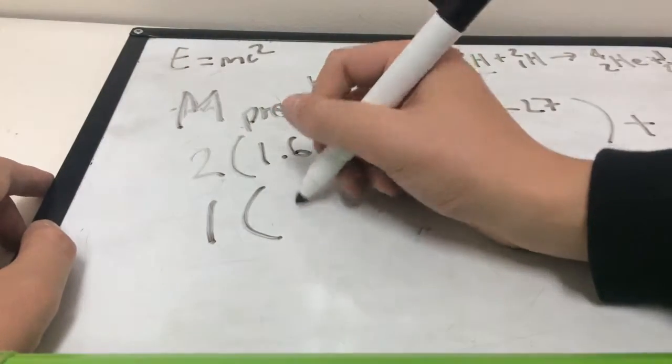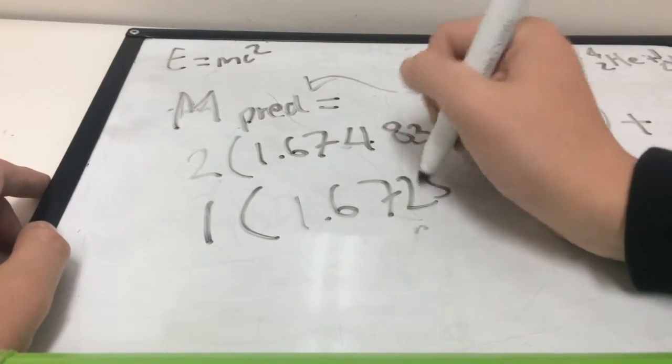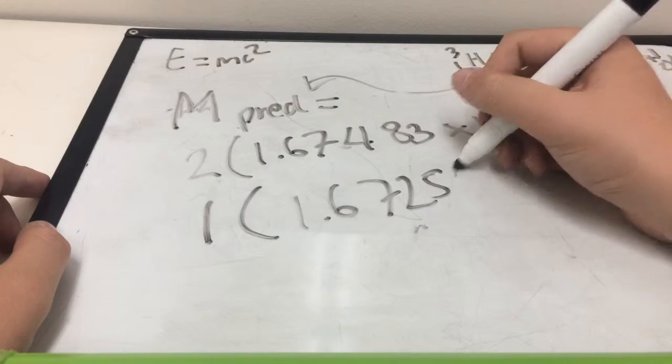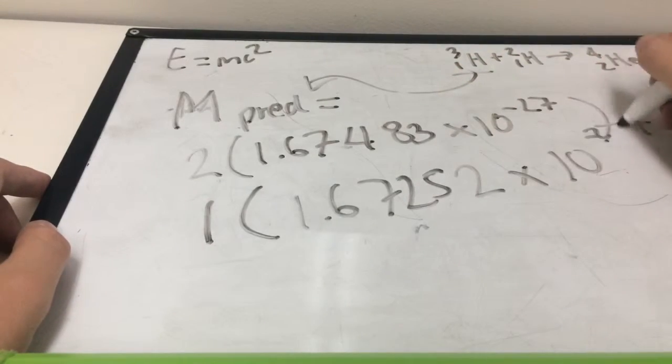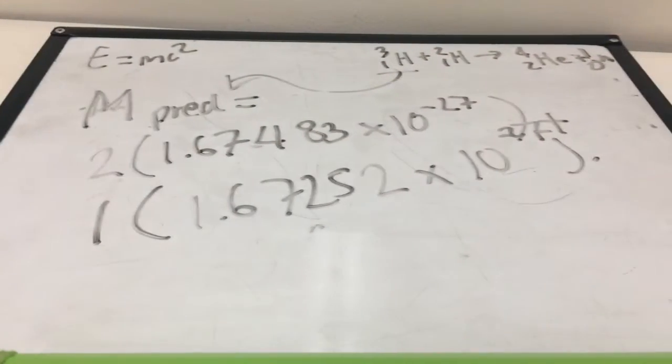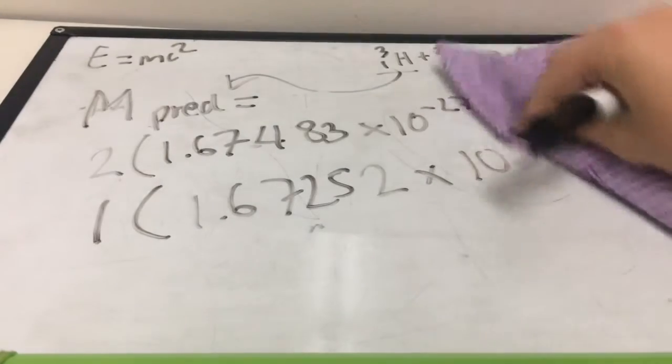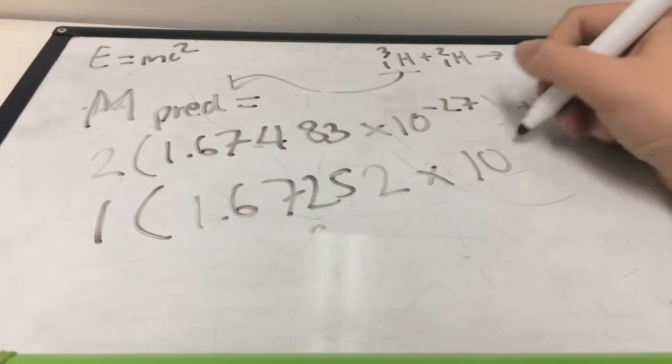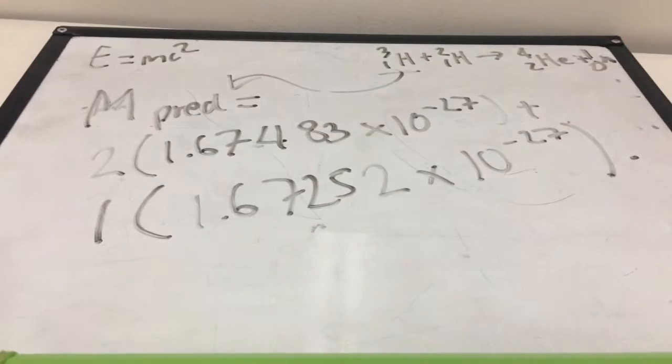2 neutrons, plus a proton. Plus 1 proton, which makes up 2 neutrons, and 1 proton makes up a tritium nucleus. Alright, so now what we do is we go 1.67252 times 10 to the negative 27. Now we plug these numbers into our calculator. I don't actually have the answer, so just bear with me.